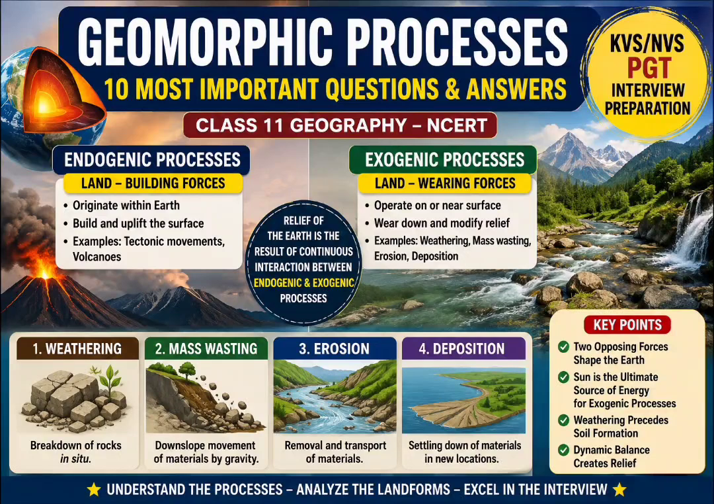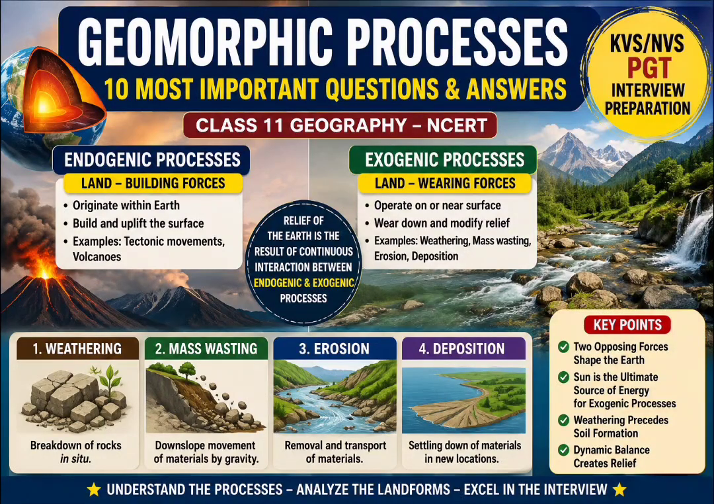Next question, the earth is a playfield for two opposite groups of geomorphic processes. Explain. The earth's surface is shaped by two opposing groups, endogenic and exogenic processes. Endogenic forces build or elevate relief, while exogenic processes wear down relief and fill depressions. Thus, the present relief of the earth is the result of their continuous interaction. For example, Himalayan uplift occurs due to tectonic forces, while rivers and glaciers continuously modify the mountains.